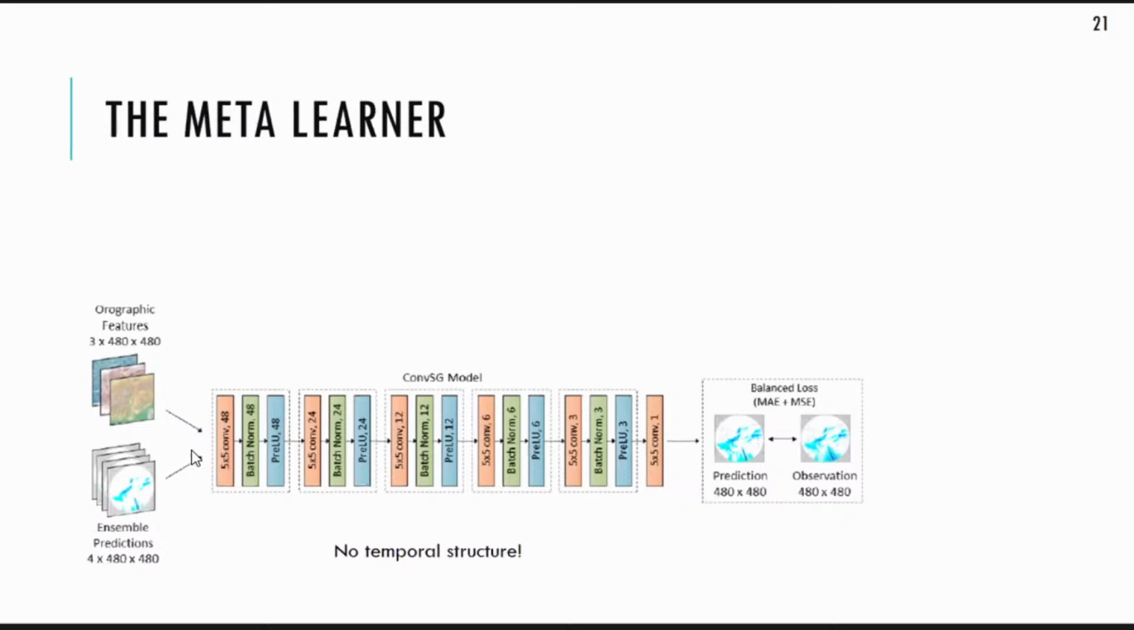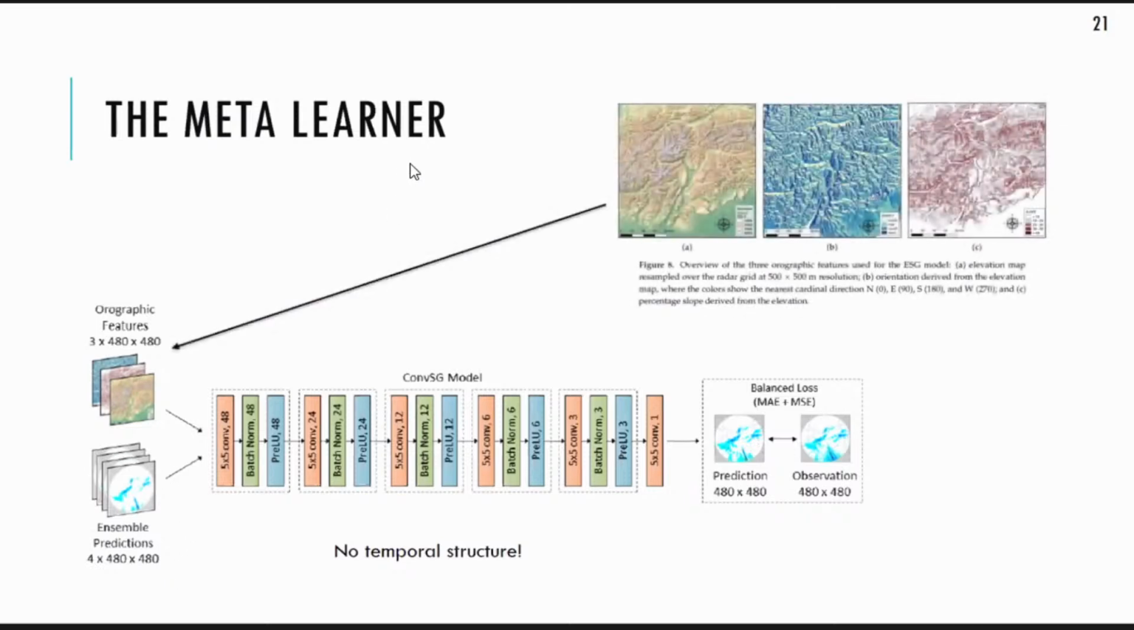What they then did is they not only included the outputs of the ensemble members, but also added orographic features. They added an elevation map, orientation derived from the elevation map, and I think this is the slope in percentage, if I remember correctly. They stack all of them together, making a 7x480x480 input, and then do the final prediction with this meta learner.